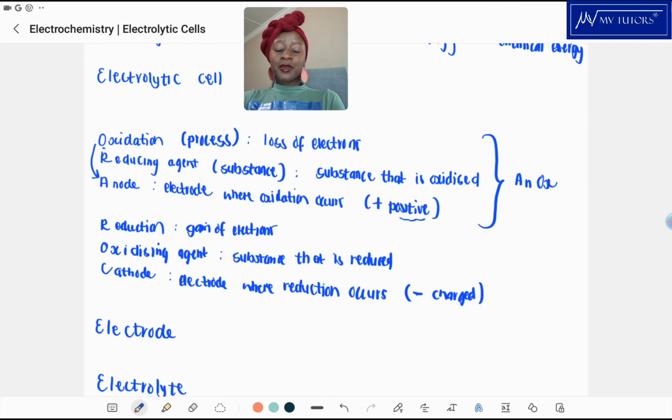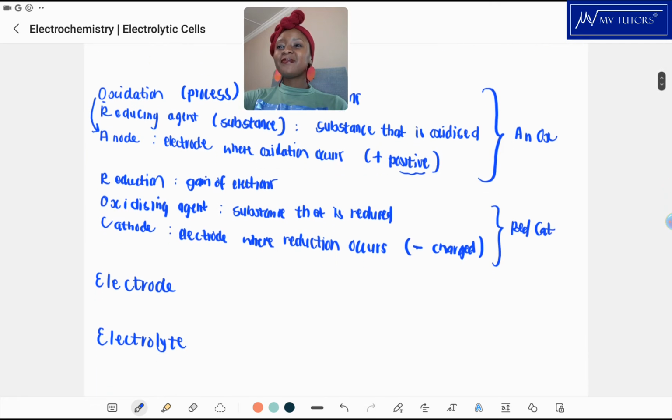And if you can't remember ROCK, reduction happens at the cathode and it is facilitated by the oxidizing agent. If you can't remember ROCK, then you can go with the red cat. So think about a red cat and you remember reduction happens at the cathode. If you think about an ox, that's where oxidation happens, at the anode for the electrolytic cell. It also happens for the galvanic cell, but we'll get there.